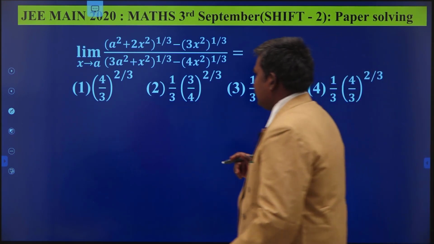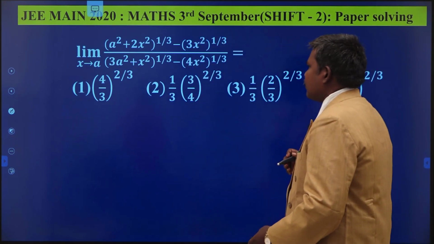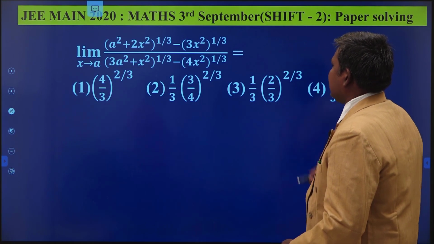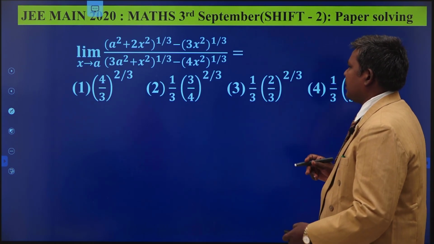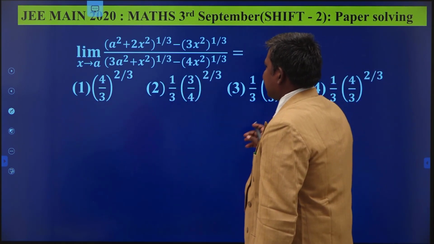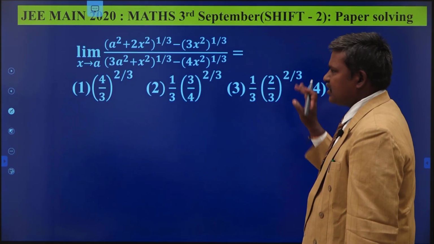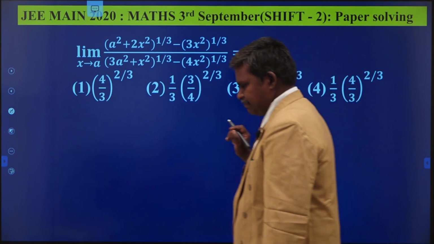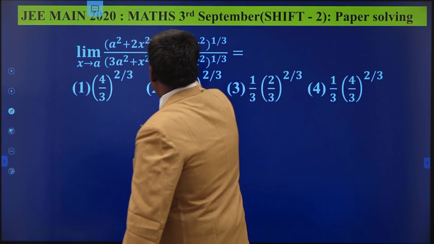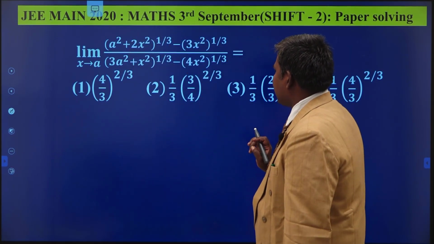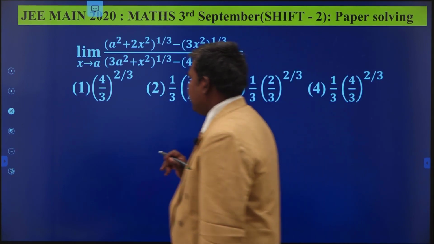Okay, see this question. Limit x tends to a of (a square plus 2x square) whole power 1 by 3 minus (3x square) whole power 1 by 3, by (3a square plus x square) whole power 1 by 3 minus (4x square) whole power 1 by 3, is what? This is a question related to limits. So this may be 0 by 0 form. You may apply L'Hospital rule also. But we do it in this manner.